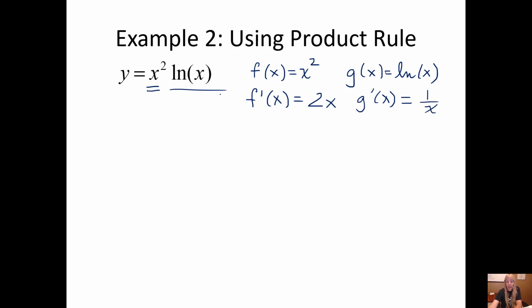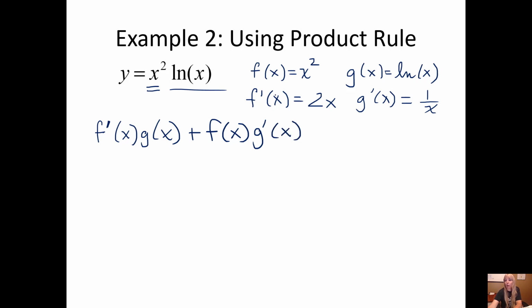There you go. All right, and so then typically students will write the formula. Again, the order doesn't matter. You could say take the derivative of the first one, leave the second one alone, leave the first one alone, take the derivative of the second one, and now from here I'm home free. I just go over here and find stuff. f prime is 2x, g of x is ln of x, f of x is x squared, and g prime of x is 1 over x.